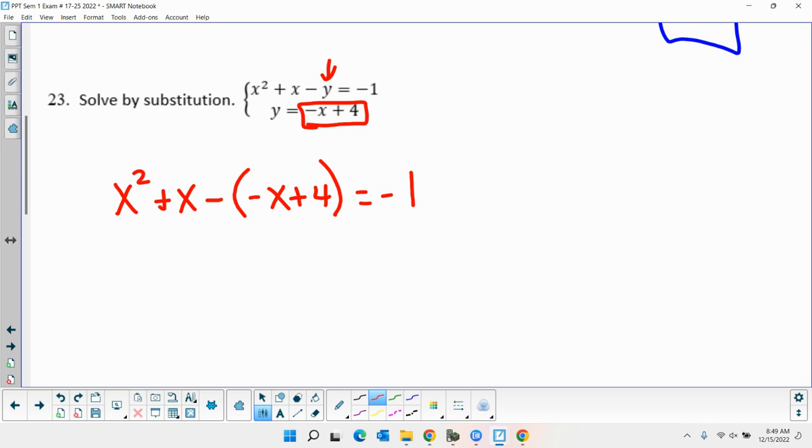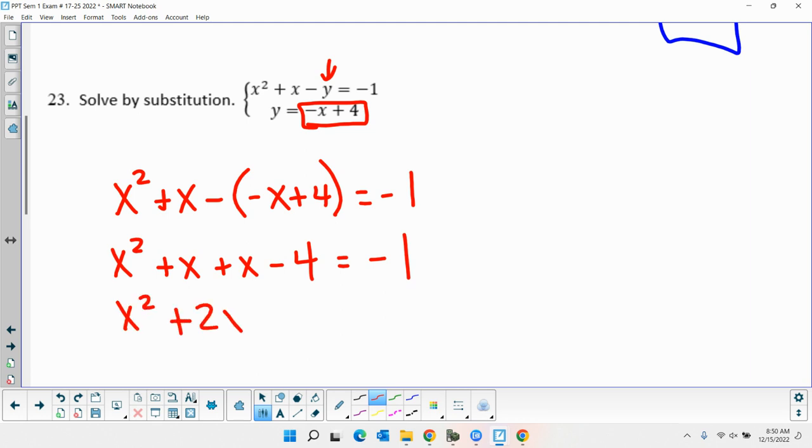All right, so we get x squared plus x. What's this negative do to the negative x? Makes it addition. What's this negative do to the positive 4? Makes it subtraction, right? Now, to solve a quadratic equation, we need to set it equal to 0, all right? So I got my x squared, I got x plus x, which is 2x, and I'm going to add the 1 over here. -4 plus 1 is -3. So there's my equation I have to solve now.